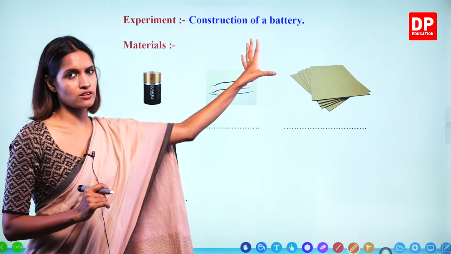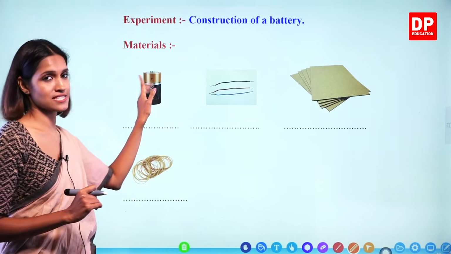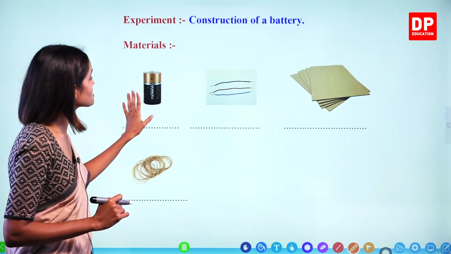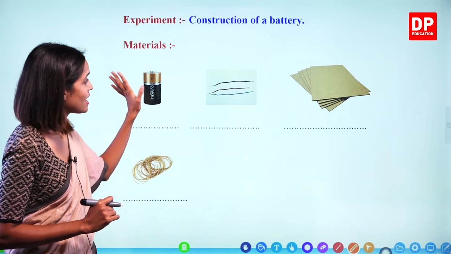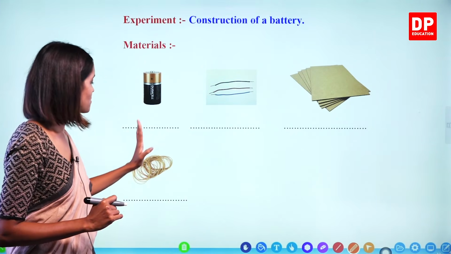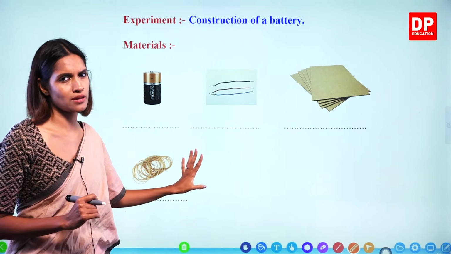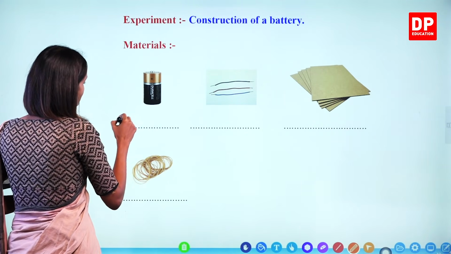Construction of a battery. We are going to make a battery using dry cells now. So in order to do this activity, we need several dry cells, and some pieces of wire, a piece of cardboard, and some rubber bands, or even sellotape is also okay. Right? We will write down these things.